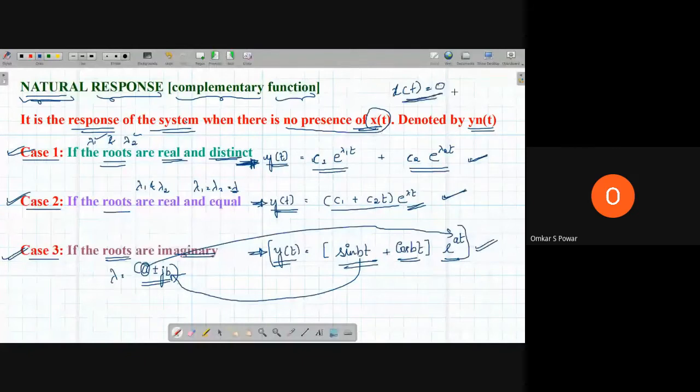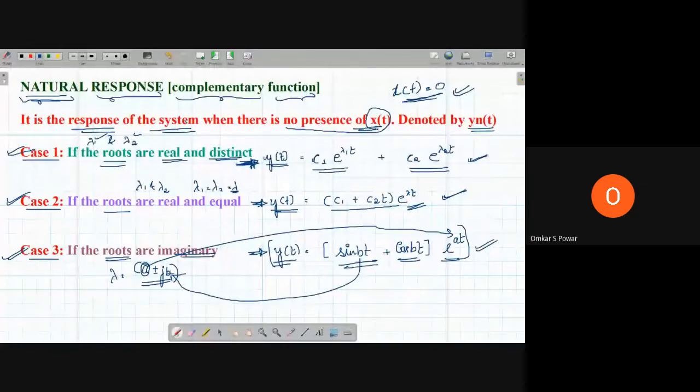So what are the three cases? If the roots are real and distinct, then y of t is equal to c1 e power lambda 1 t plus c2 e power lambda 2 t. Case 2, if lambda 1 and lambda 2 are equal, then y of t is equal to (c1 plus c2 t) e power lambda t. Case 3, if the roots are imaginary, what is your y of t? e power at into (sin bt plus cos bt). So lambda is equal to a plus or minus jb.